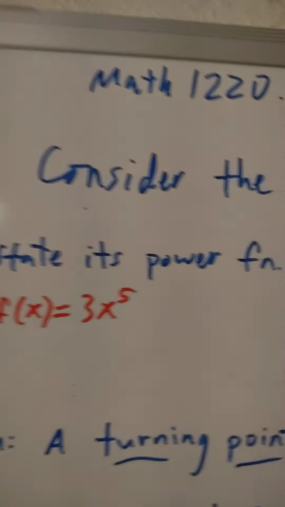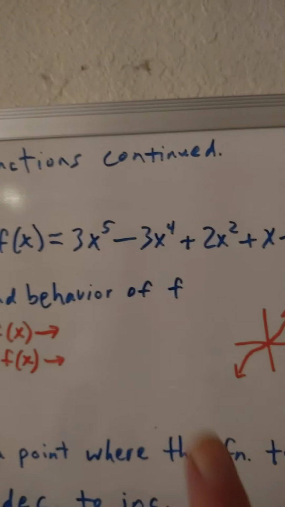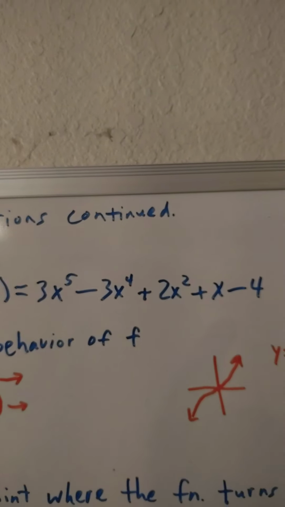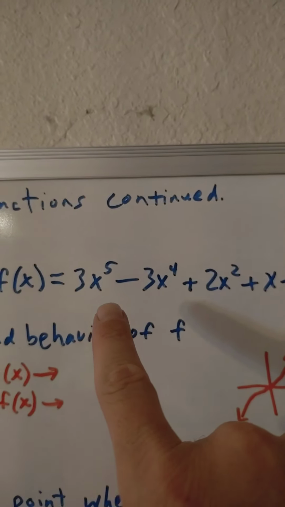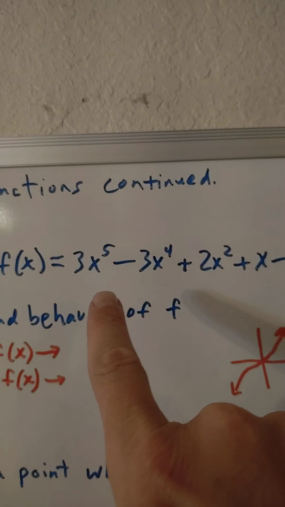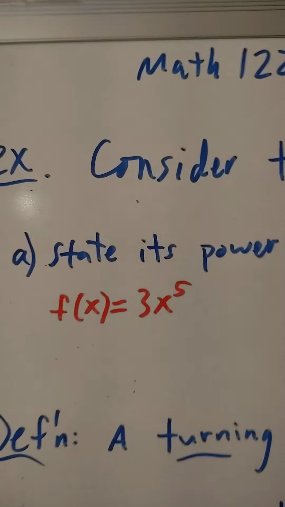Stating the power function is very straightforward. All you do is look at the original function, and as long as it's written in standard form, that implies the highest exponent term is written first, and that leading term will be the power function. So don't forget to write y equals 3x to the fifth, or f of x equals 3x to the fifth. So that one's done.